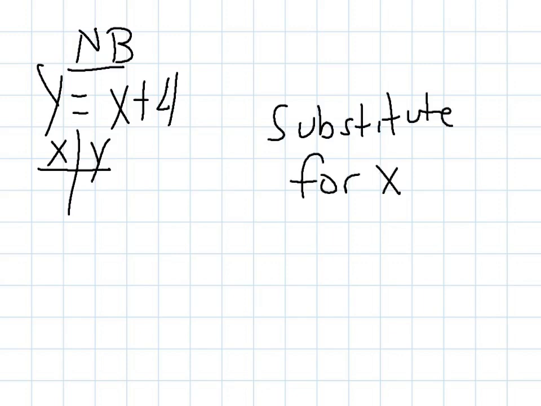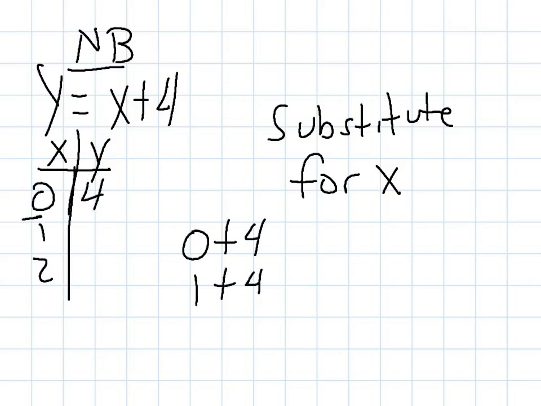So I can make up any numbers that I want for x. I'm going to say 0, 1, and 2. If I put a 0 in, I would say 0 plus 4, and the answer when I put the 0 in for x is what y equals, so 4. Then I would say 1 plus 4 is 5. 2 plus 4 is 6. So now I have this x and y data table that's giving me coordinates on my graph.